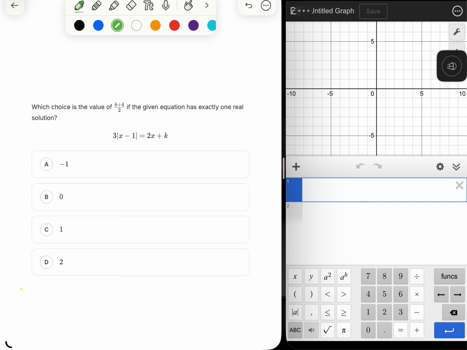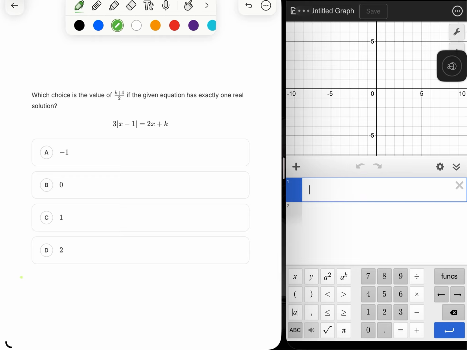Usually in these videos, I go over two separate ways to approach the problem. One is Desmos and one is some algebraic way, like concrete math itself. But I'm just going to be showing you the Desmos way because I actually think that's the perfect way to think about these absolute value questions.